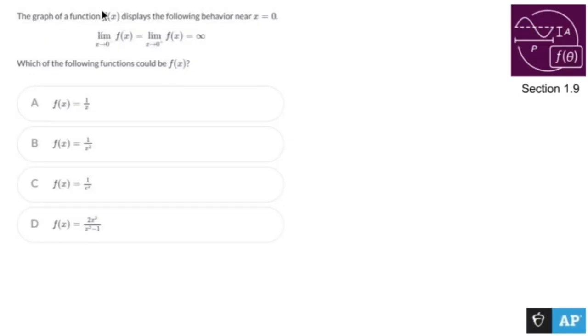The graph of a function f of x displays the following behavior near x equals 0. It's a little hard to read this, so let me just rewrite it out here. The limit as x approaches 0 from the negative side, so traveling from the left side, is going to be the same as the limit as x approaches 0 from the positive side, which means from the right side, and both of those equal infinity.